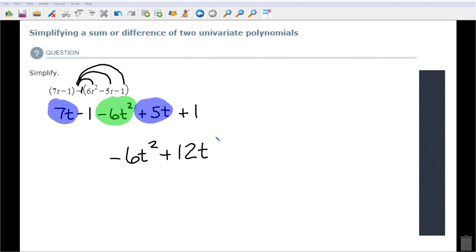And in the last set of terms here, we have a minus 1 and a plus 1. And as you could guess, these two things then would simply cancel each other out. So this would be your final answer here, negative 6t squared plus 12t. These are not like terms, so you cannot combine these. This has a 2, this does not, which means they are not alike. So this is your final answer.